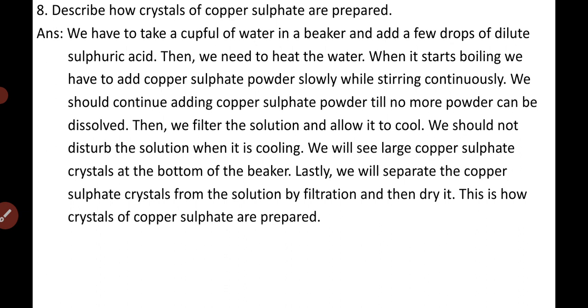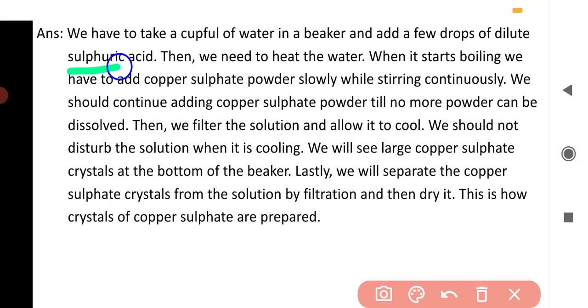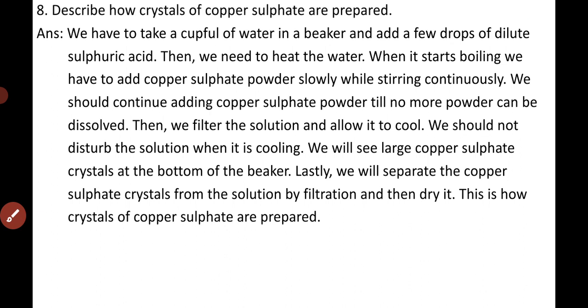Question number 8. Describe how crystals of copper sulfate are prepared. First of all, you have to take a cup full of water in a beaker. Then you have to add a few drops of dilute sulfuric acid to it. Then we need to heat that solution. When it starts boiling, we have to add copper sulfate powder to it.